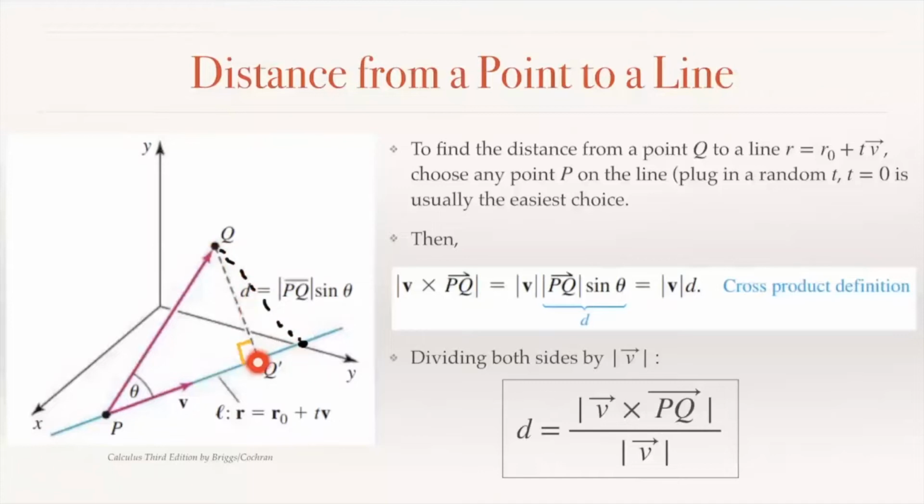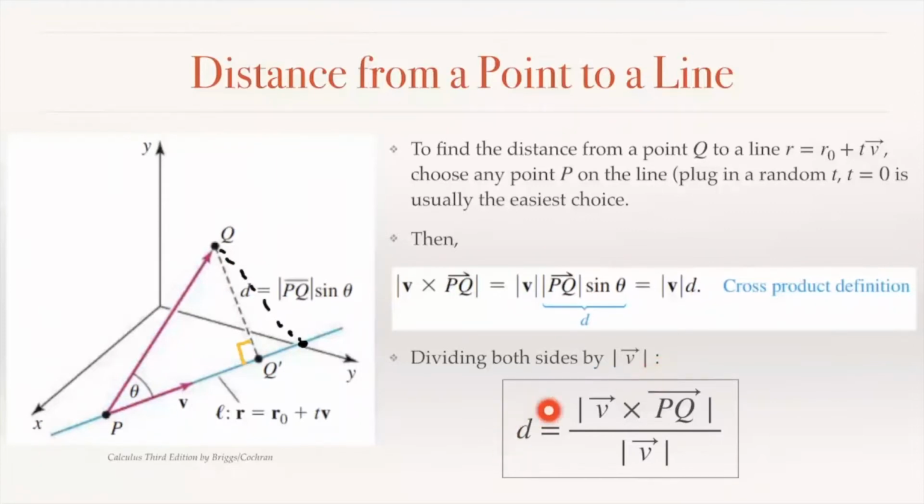So the point on the line that's closest to Q is necessarily a point that forms a right angle with the line from Q to that point. That means it's the opposite side of this right triangle, which is PQ, the hypotenuse, times sine of theta, which is a component of the definition of the magnitude of the cross product. So therefore, the magnitude of v cross PQ is equal to the magnitude of v times this, and that is D. Let me just take both sides of this equation and divide by the magnitude of v.